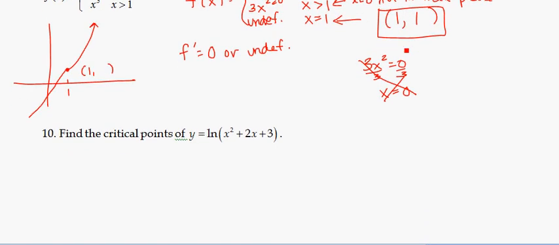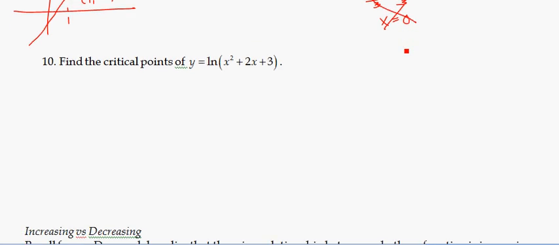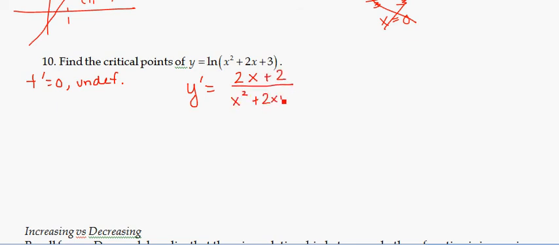Okay, one more example. And again, I'd ask you to pause the video and take the derivative of y here on your own just for practice. It is definitely a necessity for you to be able to take derivatives of functions if we're going to be looking for, remember, where f prime equals 0 and undefined. Okay, or in this case, y prime. So with a little bit of simplifying, we have the numerator is 2x plus 2, and our denominator is that inside function, x squared plus 2x plus 3.